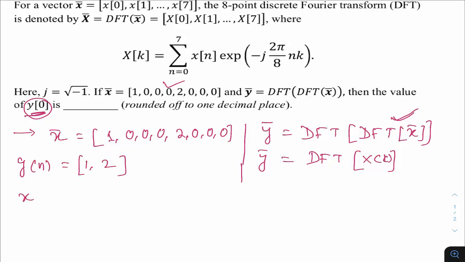Do you mind if I say x bar is nothing but g of n by 4? Because when you do interpolation, if you have, let's say, a sequence x of n, now if I'm asking you to find x of n by k, then after every sample you have to put k minus 1 number of 0s.